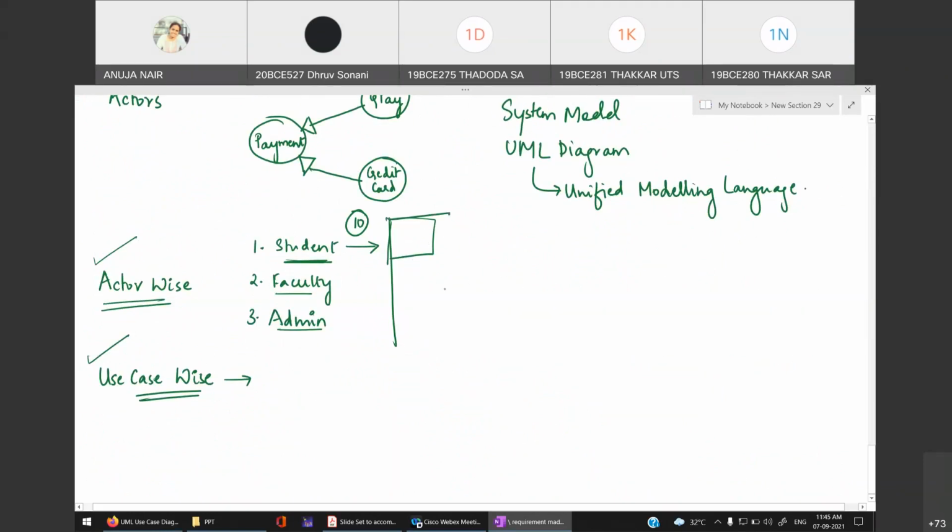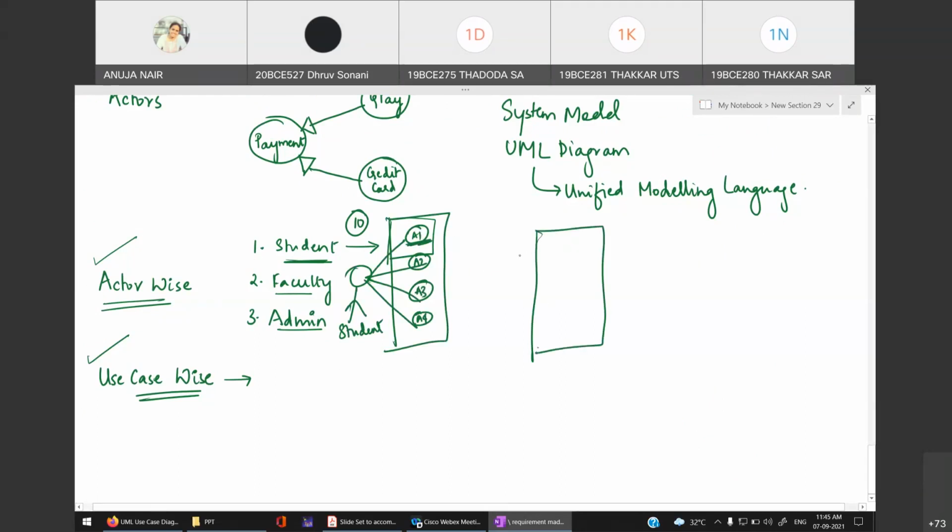Like if suppose I have four requirements, let's say A1, A2, A3, A4. So I will create only student over here and I will connect with all, right? And then if A1 has other functionalities, then I will create a next use case only for A1. So again, student will only come, right? No other actor will come.